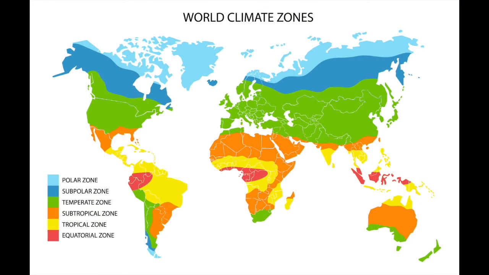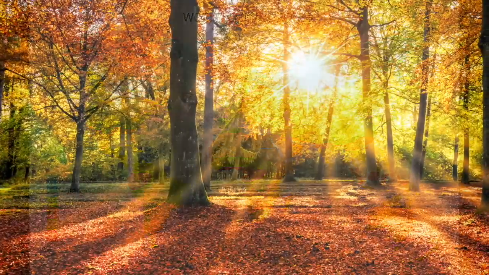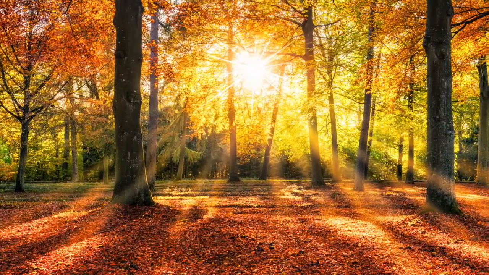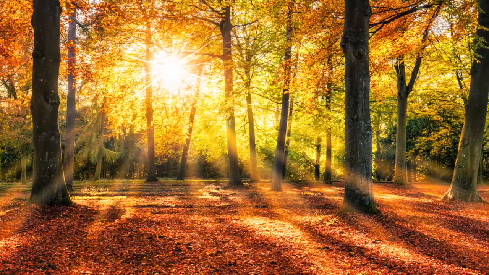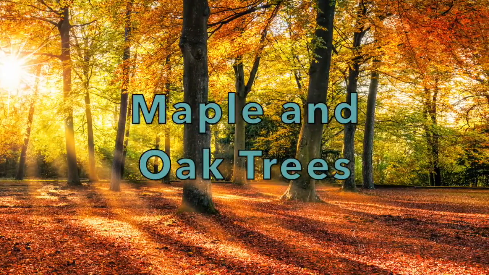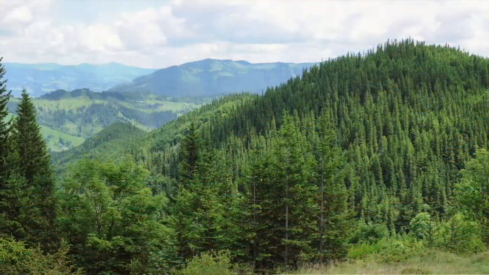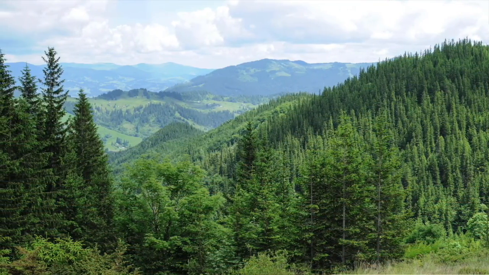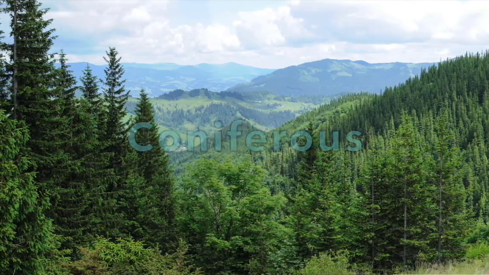Climate zones influence the types of native trees that grow. Tropical and subtropical forests support different species than a temperate forest with seasonal changes. Most of the west coast and eastern United States is covered by a temperate deciduous forest where the dominant species are maple and oak trees. Most of Canada and northern Asia are covered by a coniferous forest.